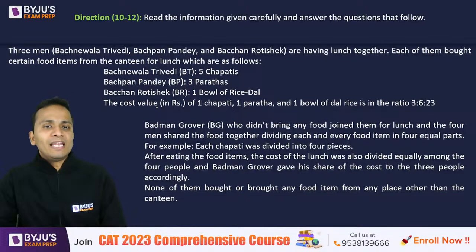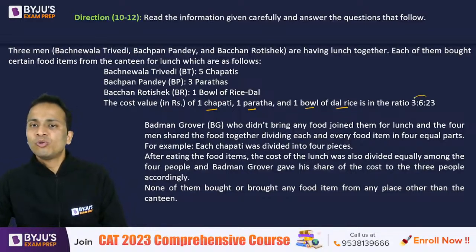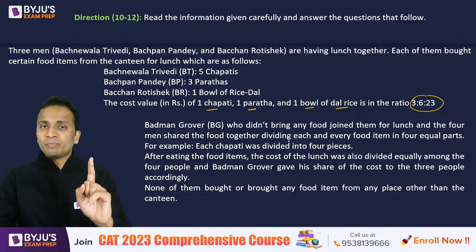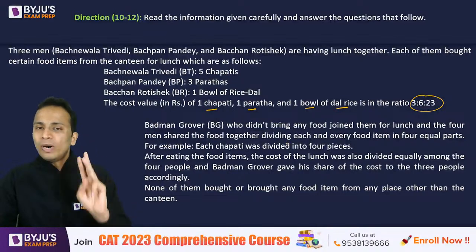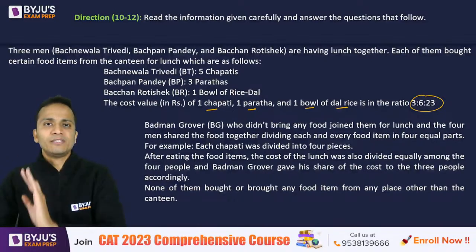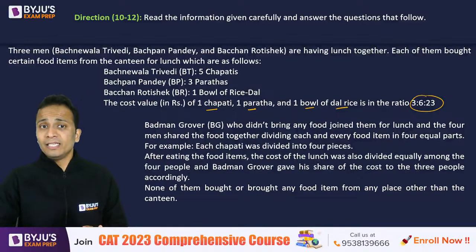The cost value in rupees of 1 chapati, 1 paratha, and 1 bowl of dal rice is in the ratio of 3 is to 6 is to 23. Now analyze this. Okay? 1 chapati, 1 paratha, and 1 bowl of dal rice. Their price in terms of rupees are given in the ratio of 3 is to 6 is to 23. So you can calculate the total amount spent by Bachchan Trivedi, Bachchan Pandey, and Bachchan Roti Sheikh.